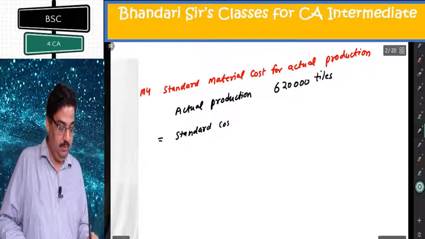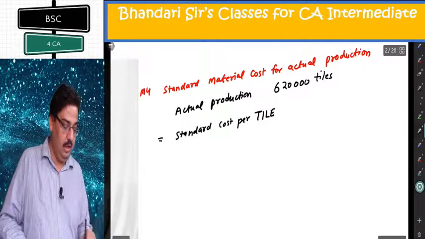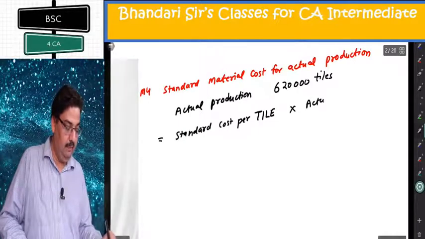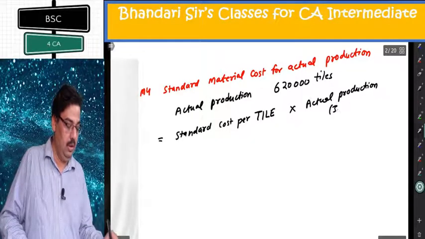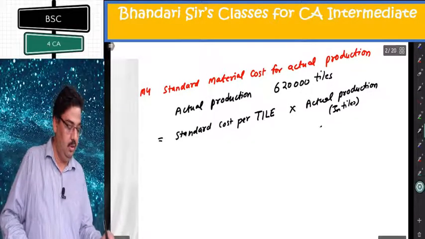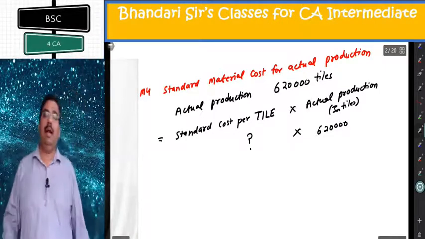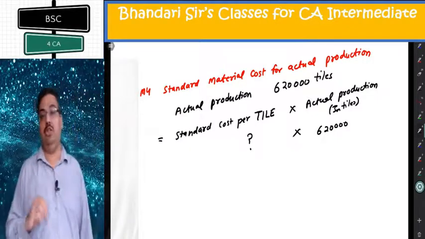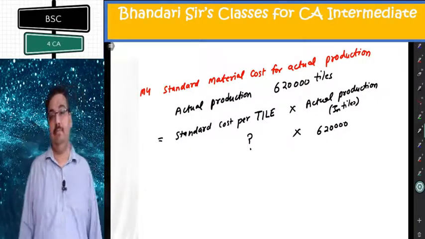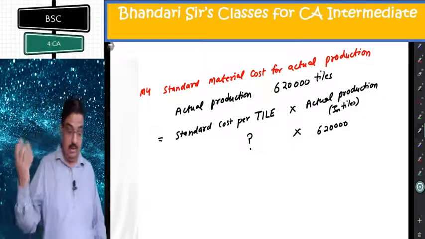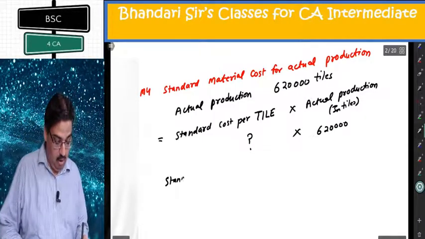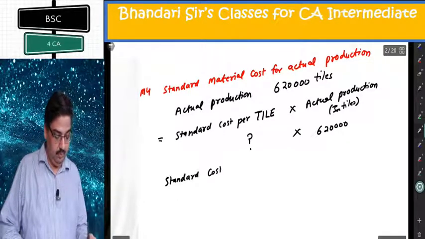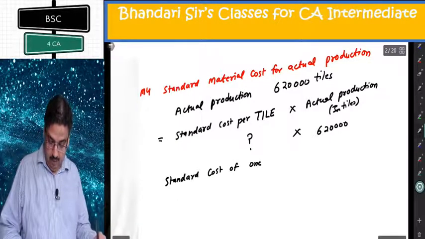What I want to get? Standard cost per tile, important word is tile, multiplied by actual production in tiles. This is known, 6,20,000 multiplied by what? That is the main point of the question, for which the question is for 8 marks in exam. Question gives you a mix. Standard cost of one mix.